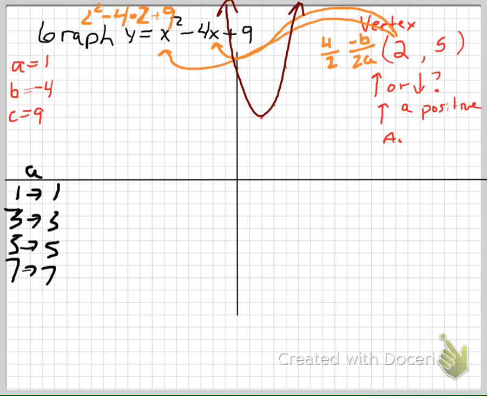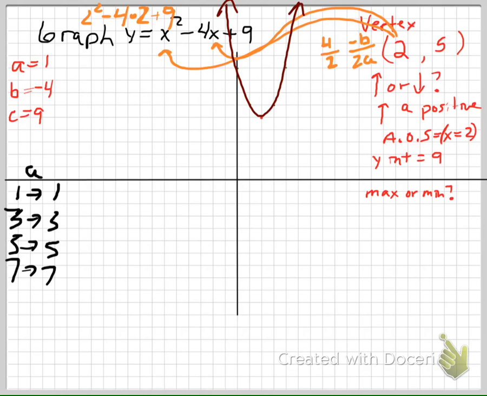More pieces. Axis of symmetry. And remember, this is a line, so we have to give an equation for the line. For our purposes in this section, it's always x equals something. In this case, x equals 2. That's the x-coordinate of the vertex. The y-intercept is c, so that's 9. You should have all these written down.